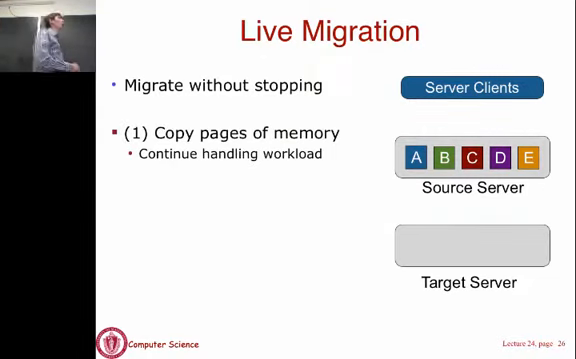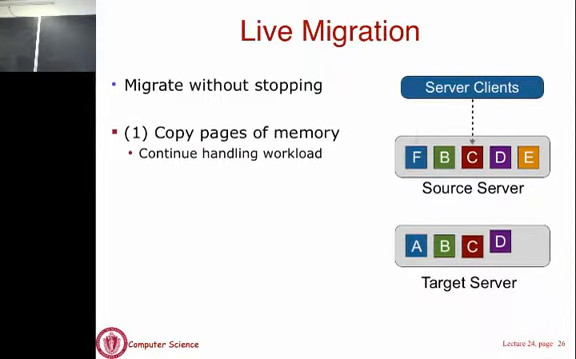Right, so the first thing we're going to do is we're basically going to copy the pages of memory from the source server to the target server. And while we're doing that, we're going to continue running the virtual machine on the source server. We're not going to shut it down. Right, so we're going to start copying these pages one by one. And while that's happening, right, clients are still sending requests to the source server. Right, so we're just copying and running the application as normal.